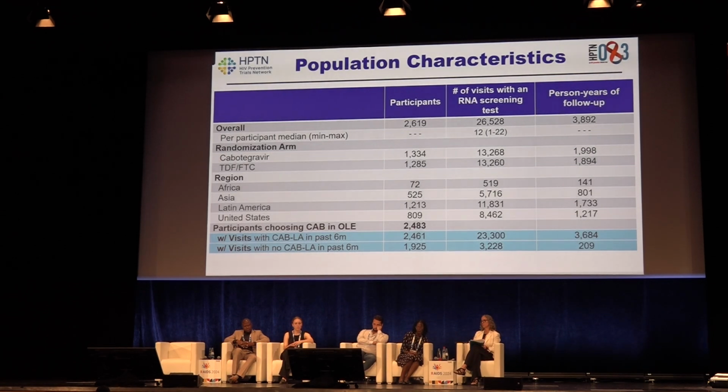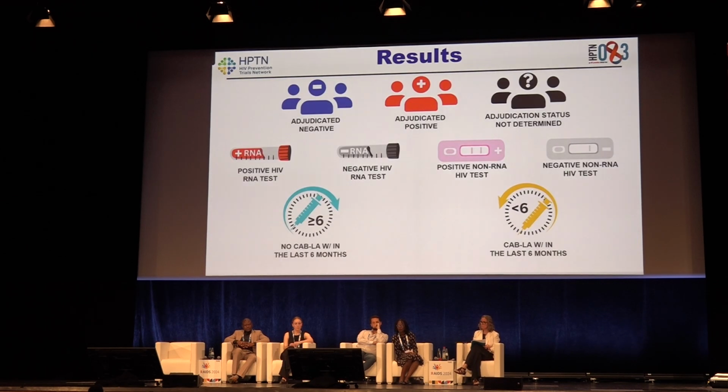The population represented in this analysis includes 2,619 participants contributing 26,528 visits at which RNA testing was performed over 3,892 person years. The median number of RNA test-containing visits per participant was 12, with a range of 1 to 22. You can see the breakdown of these parameters by original randomized study arm and by region. The bottom three rows of the table demonstrate the number of participants who selected CAB in the OLE and the number of visits those participants contributed that were within 6 months of CAB-LA injection, and the visits that did not have a CAB-LA injection within the past 6 months. This next slide depicts the iconography that I will use throughout the rest of this presentation.